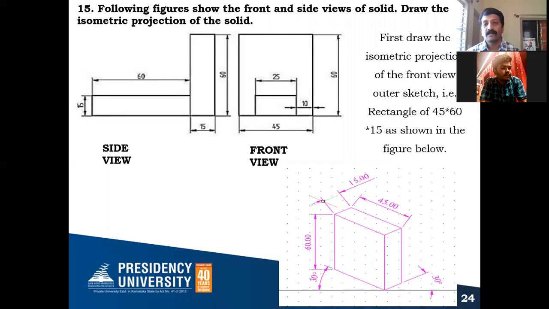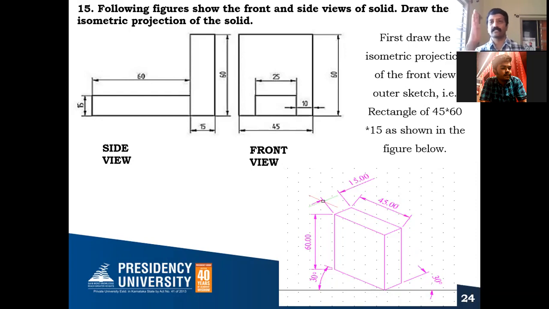It's a rectangular prism, a rectangular slab. So 45 and 15 is the side, and the height is 60. So this is the one solid. So coming to this solid, from the side view we can see the length of the solid is 60, and the height of the solid is 15. And what about this breadth? You can see this breadth here, that is 25 millimeter. So it is also a rectangular prism.